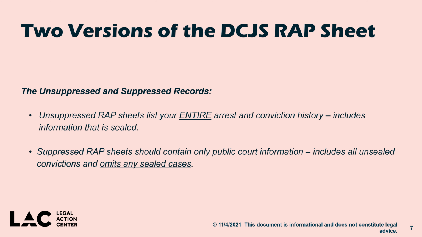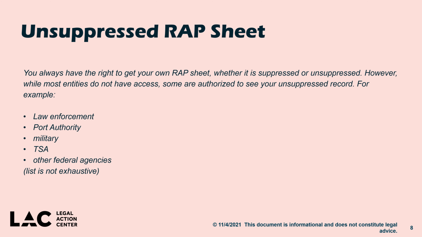There are two versions of the DCJS rap sheet: the unsuppressed and suppressed records. Unsuppressed rap sheets list your entire arrest and conviction history and include information that is sealed. Suppressed rap sheets should only contain public court information and include all unsealed convictions, and should omit any sealed cases. You always have the right to get your own rap sheet, whether it is suppressed or unsuppressed, and review all your New York State justice involvement.